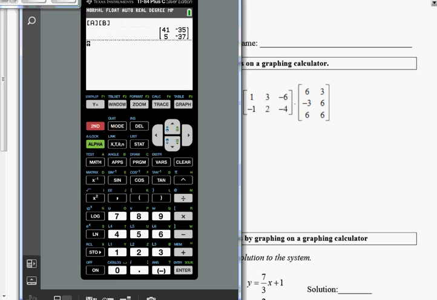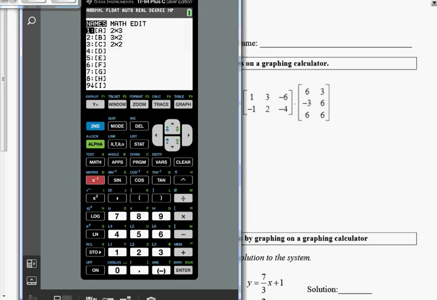And then second matrix, edit again to put in our second matrix. We'll go down to B. B has 3 rows and 2 columns, so it's a 3 by 2. 6, 3, -3, 6, 6, and 6 again. Quit out of there, so second mode to quit.